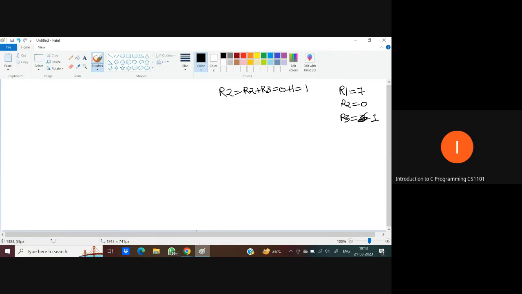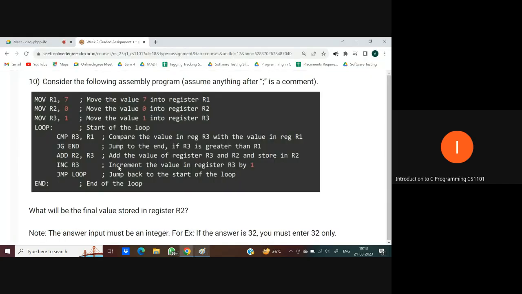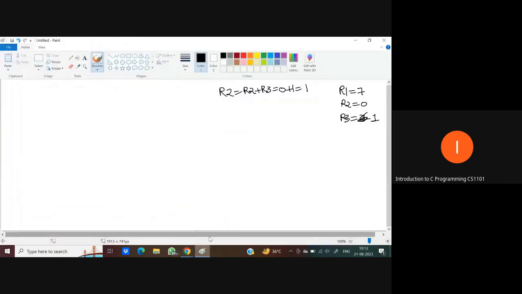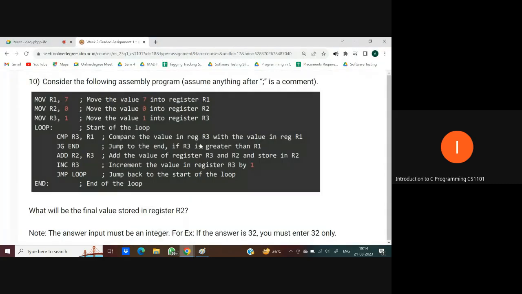So it becomes 1. So the new value of R2 is 1. But with that, we are also incrementing the value of R3 by 1. So if R2 becomes 1, R3 also gets incremented by 1, and it becomes 1 plus 1, which is 2. Now, since it is 2, it is still less than 7, so we will again have to execute add R2 and R3.